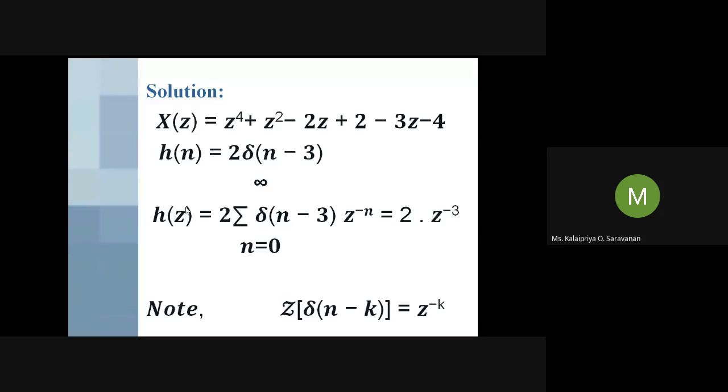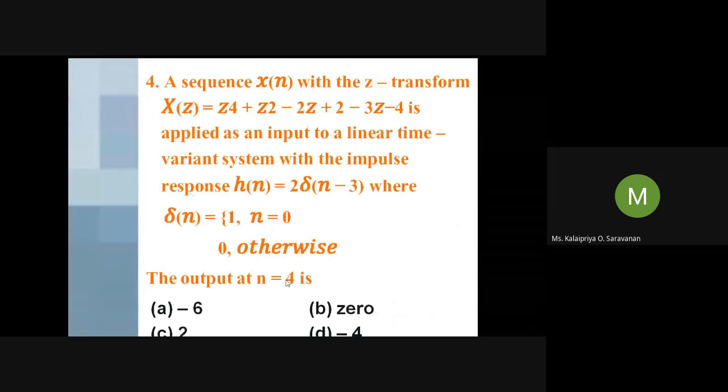Obtaining h of z first. Now, what we'll have to do is calculate the output at n is equal to 4. Output in the sense, you will have to calculate y of n first of all. Output at n is equal to 4 is what they have asked here. So once you calculate y of n, you will have to calculate y of 4 by substituting n as 4.